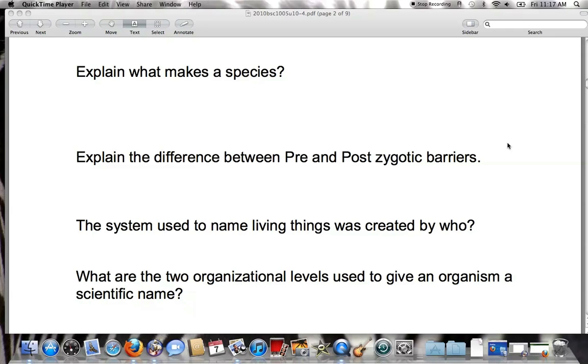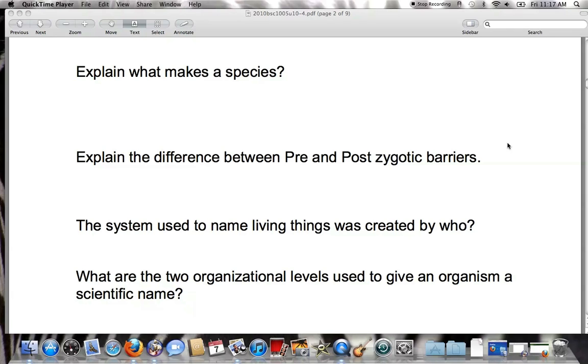This means that you can have two cats and they can mate, and then their kittens will grow up and they will be able to breed and have kittens of their own. Okay, basically that's what it means to be able to reproduce and have fertile offspring.